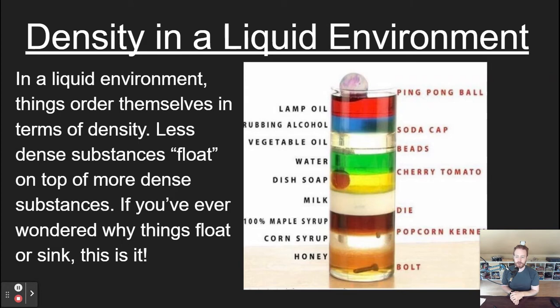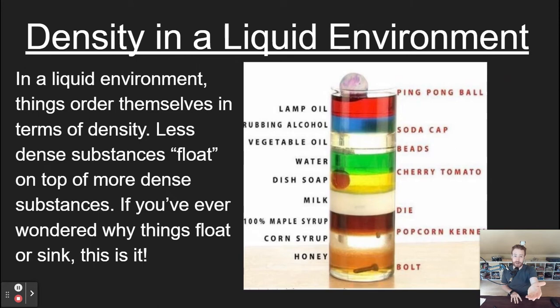So if we put some solid objects into a liquid environment like this, they also sort themselves based on density. So some things don't always just float or sink. Sometimes they will float above certain layers depending on what the density of the different layers are. Like a steel bolt is very dense, it's going to sink all the way to the bottom because it's more dense than any of the liquids in this environment.